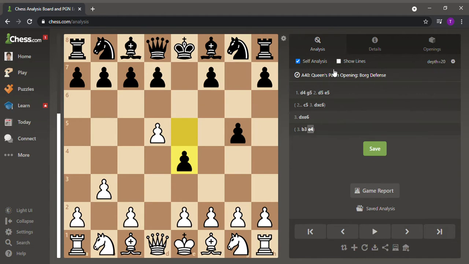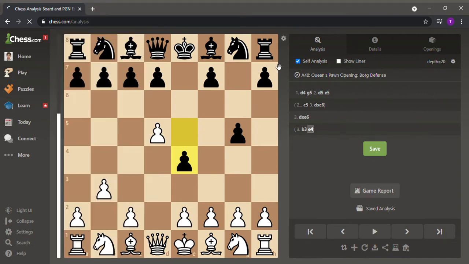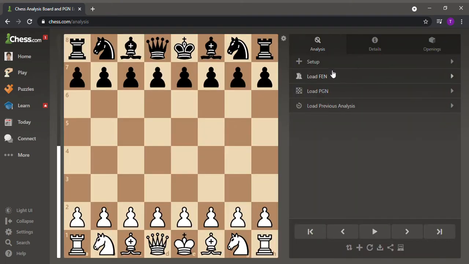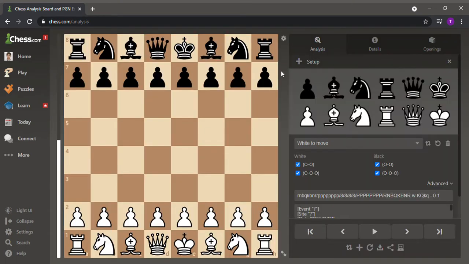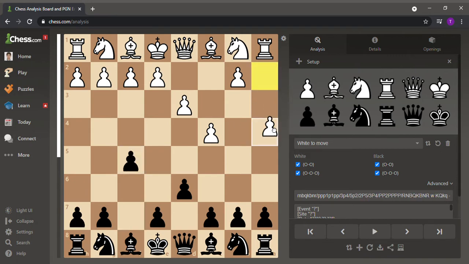I will also show this from the black side. Let me load the board from the black side as well. Now I will flip the board. Yeah. So for example, white played something like this, you played this, then he plays this, you again move forward, then he plays this, just for example I'm showing, then you played this.